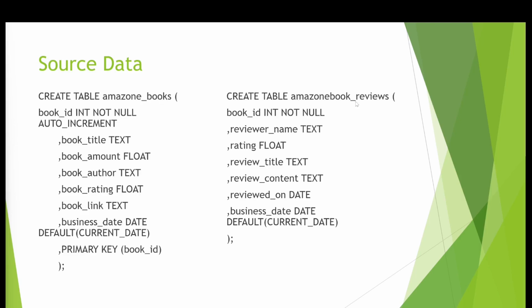Columns for Amazon Book Reviews start with book ID. The book ID is nothing but a foreign key of Amazon Books. Other columns are reviewer name, rating, review title, review content, reviewed on, and business date. The primary key for Amazon Book Reviews is the combination of book ID, reviewer name, and business date.